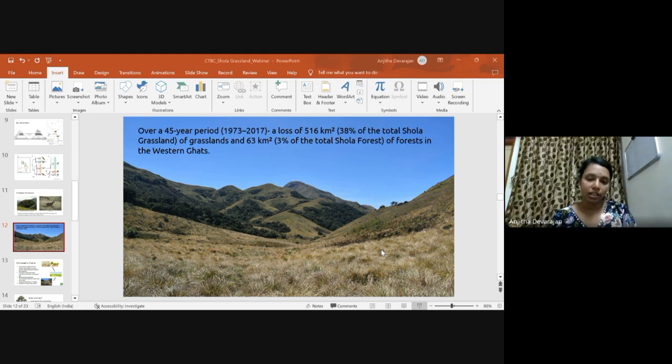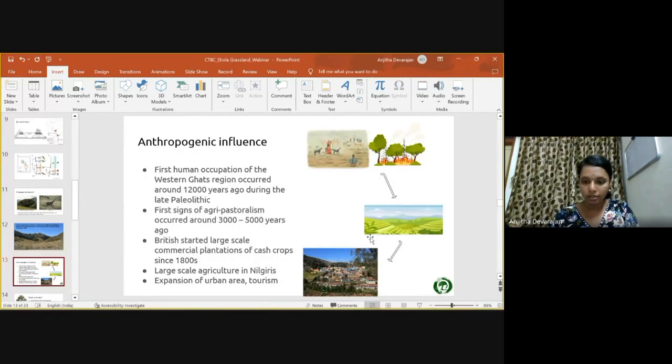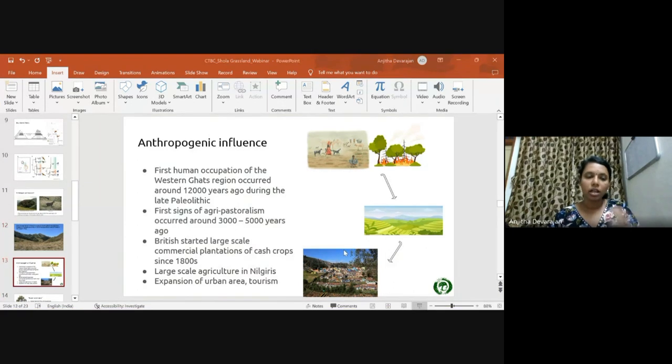So what is driving this loss of habitats? Is it some natural process or are some anthropogenic activities accelerating this process? We can look into how humans have influenced this landscape in the past. So we are coming to the next slide. We can look into the human history of this landscape.